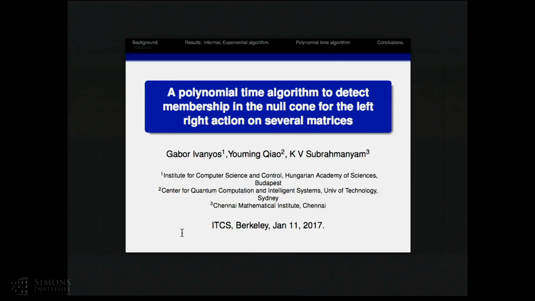Us about a very long title, also known as a polynomial time algorithm for non-commutative rank. The reason I prefer this is because this is the way I came to this problem. This is joint work with Gabor and Yoming.